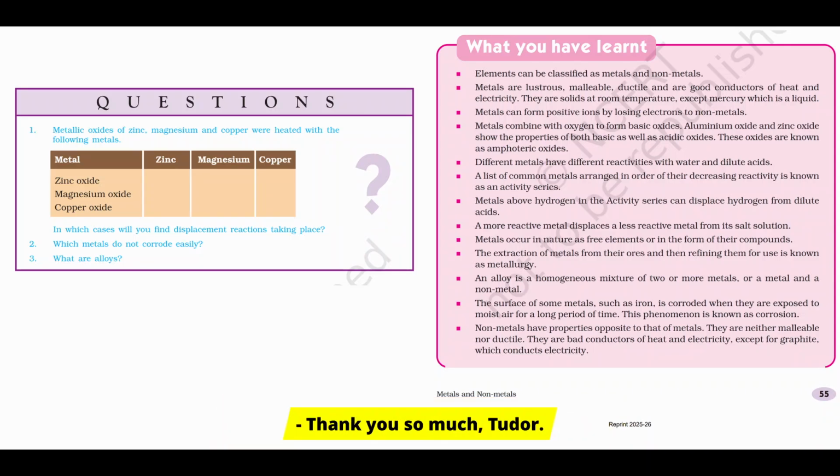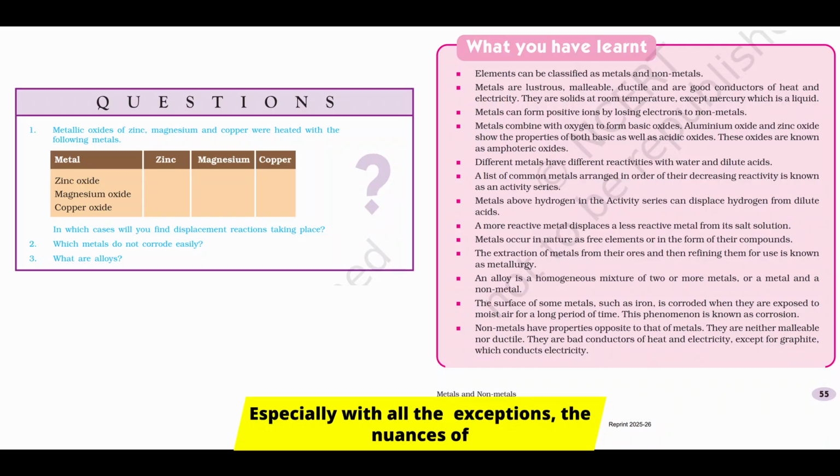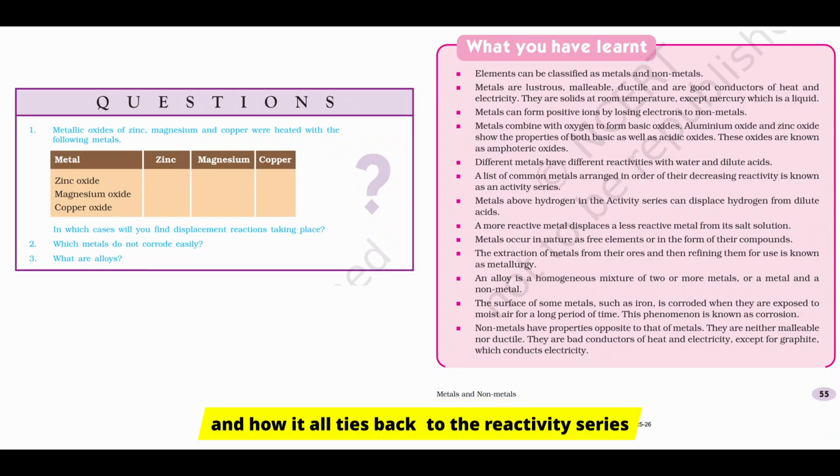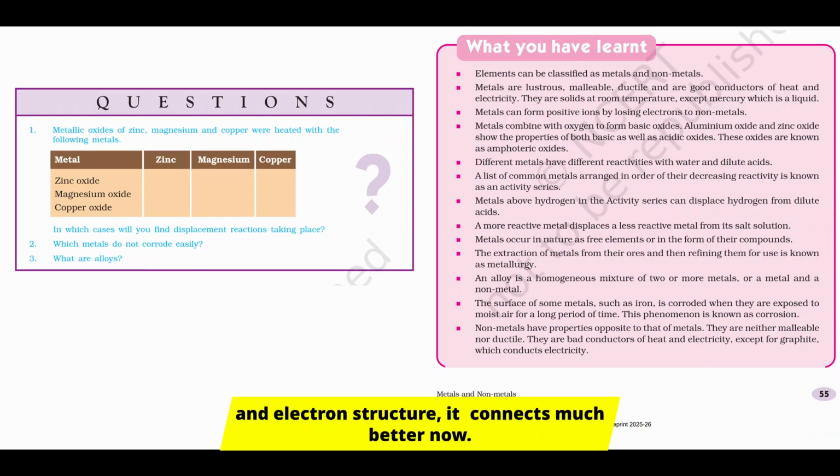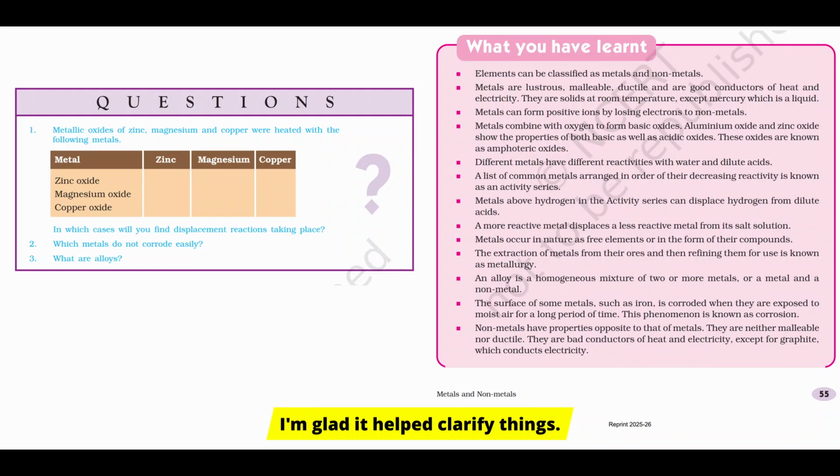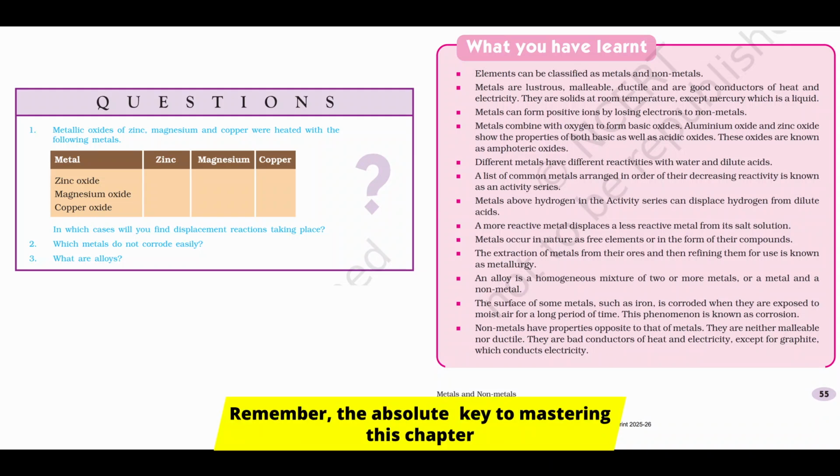Thank you so much, Tutor. That was incredibly detailed and really clear. I feel much more confident now, especially with all the exceptions, the nuances of reactivity, those specific reactions like the Thermit reaction, and how it all ties back to the Reactivity Series and electron structure. It connects much better now. You're most welcome. I'm glad it helped clarify things. Remember, the absolute key to mastering this chapter for your upcoming exams is not just understanding it now, but consistent active recall and diligent practice.